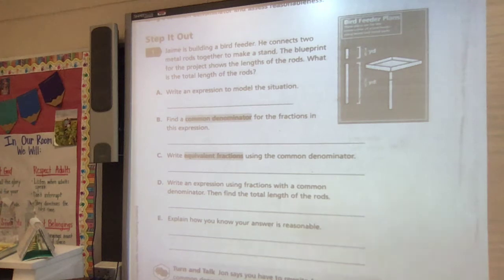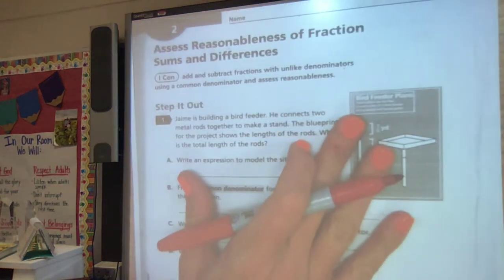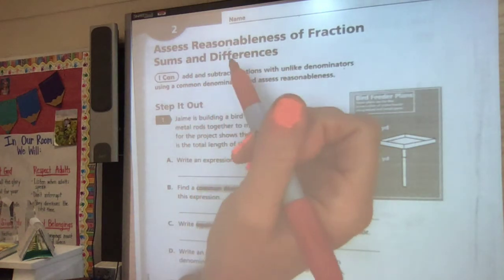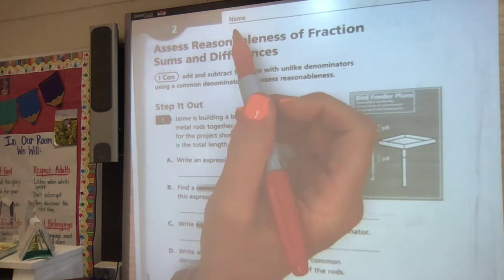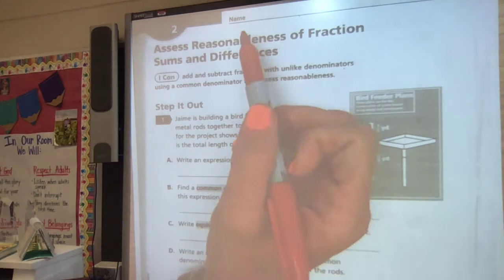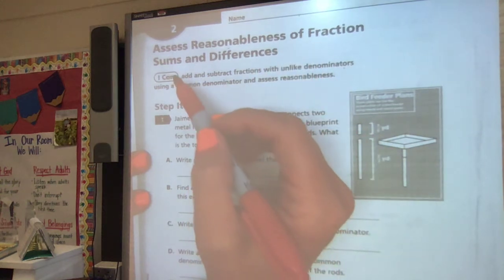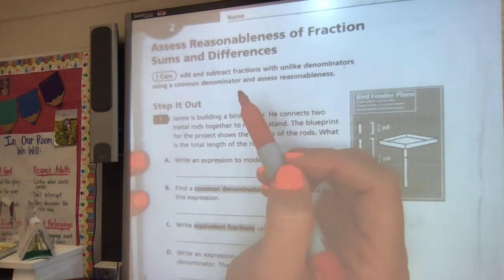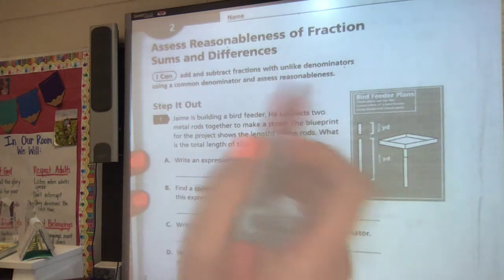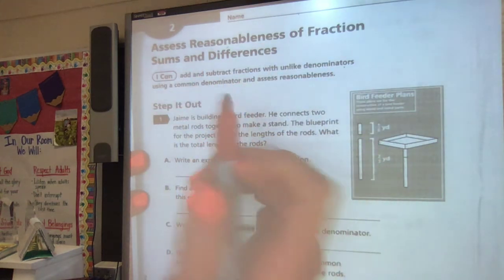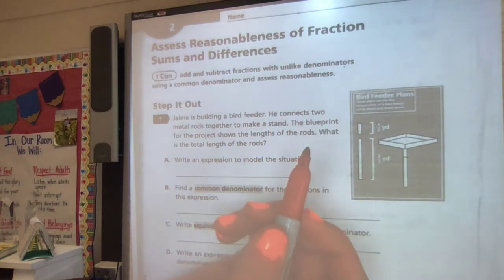Today we are going to assess reasonableness of fraction sums and differences. So we have done this all year, seeing how reasonable our answer is. And we are talking about when we are adding and subtracting fractions. Okay? So we'll be able to do this with like and unlike denominators. We know how to find a common denominator and figure out if our answer is reasonable.